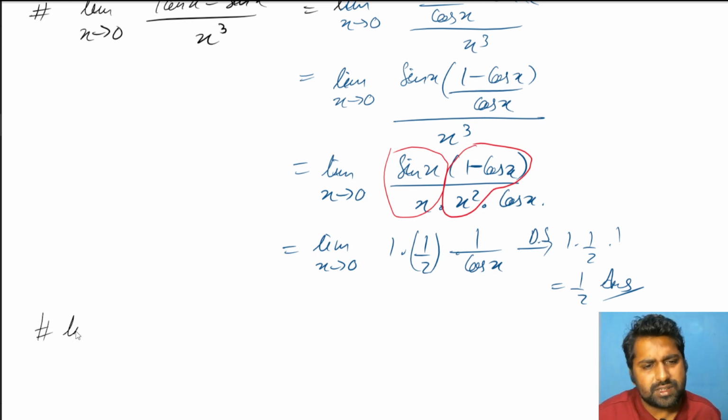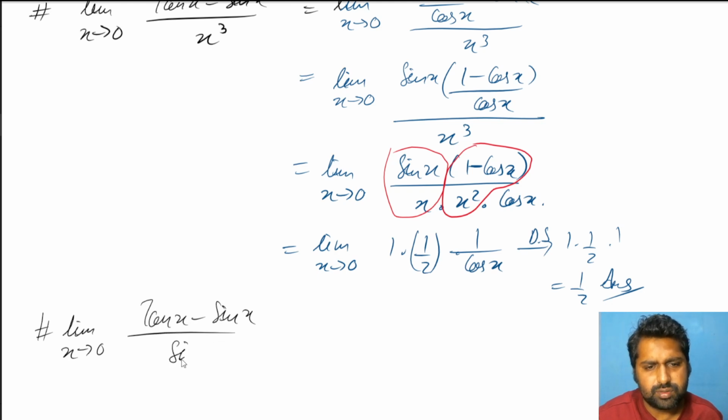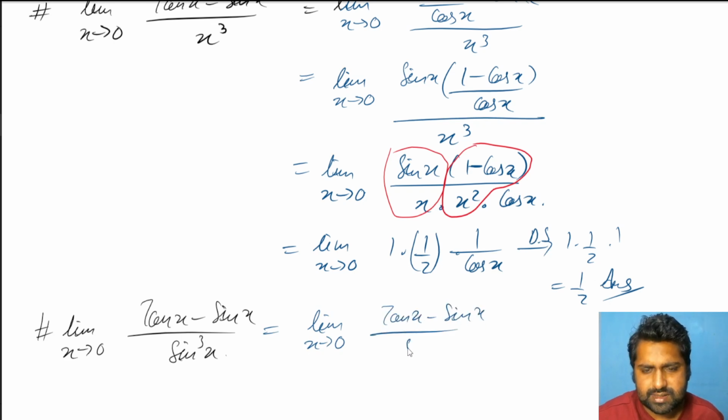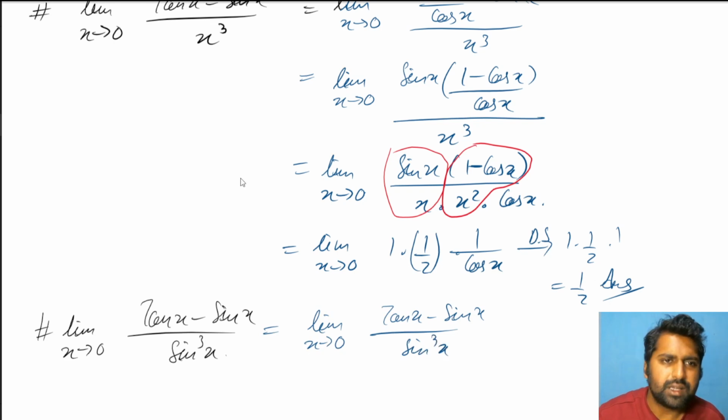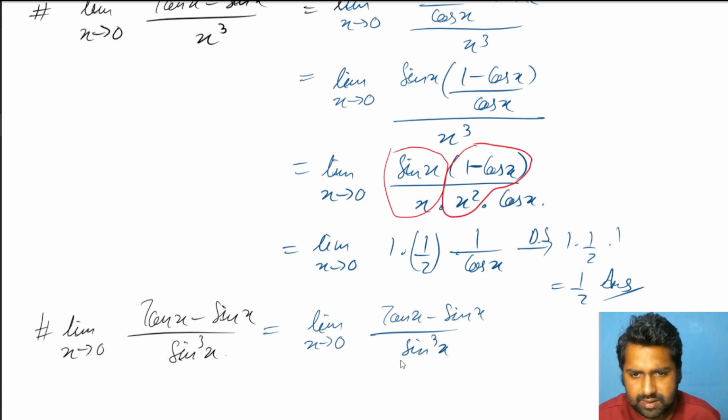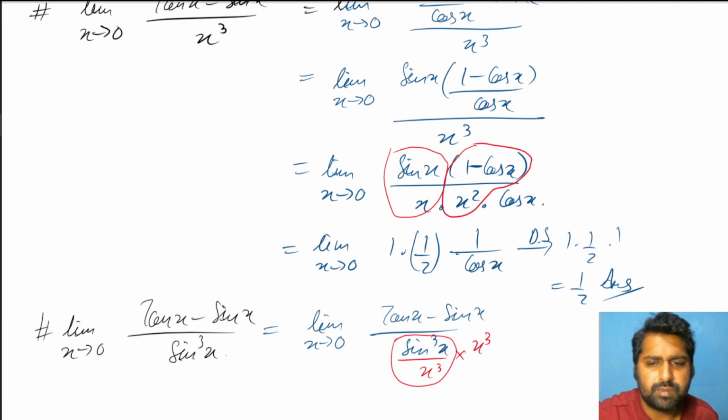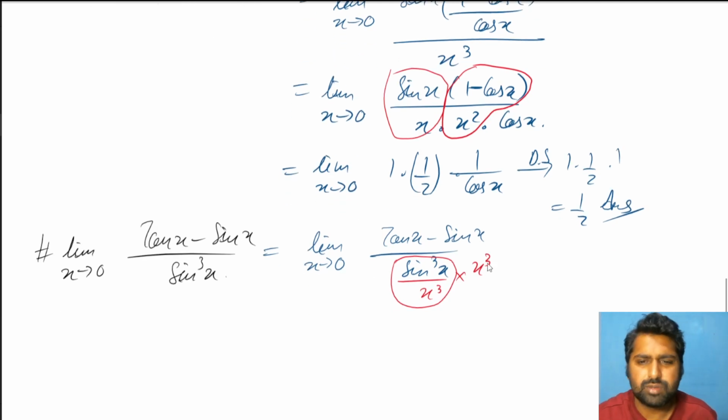Sometimes the same question comes in a different form. Limit x tends to 0, tan x minus sin x by, instead of x cube you are given sin cube x. Now what you do is solve the denominator first and you'll see what happens. Tan x minus sin x by sin cube x. Now sin cube is alone here, so what I can do is divide this by x cube, then multiply this by x cube. Sin x by x is 1, so sin cube x by x cube also will become 1.